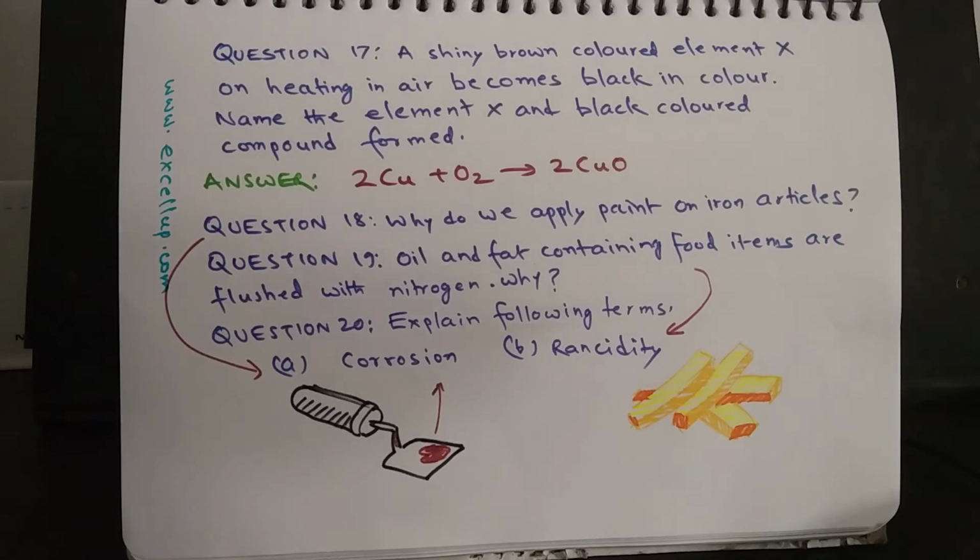In order to prevent oxidation of fried foods, and so rancidity in fried foods, the packets of potato chips or other fried items are packed airtight, and instead of oxygen, nitrogen is filled in those packets, because nitrogen is a relatively inert gas, it does not react with fried food. So this prevents oxidation of fried food and thus prevents rancidity.